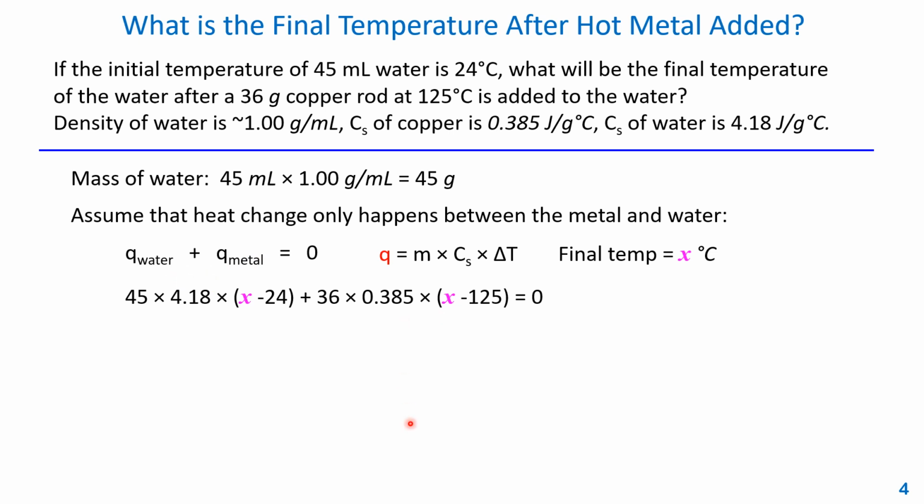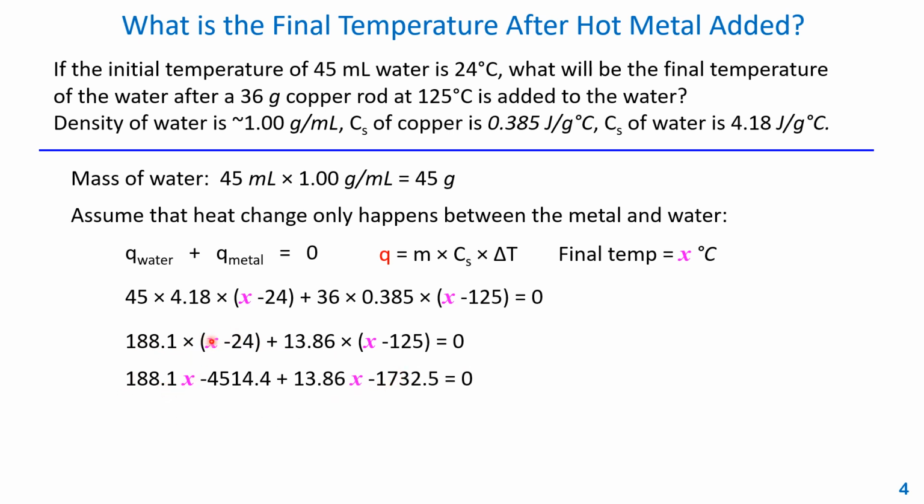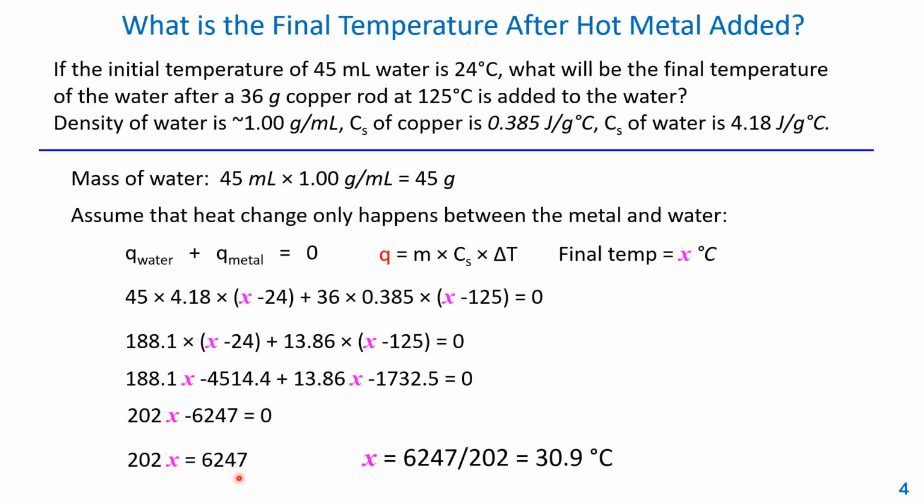Just solve the mass: multiply these two numbers, and then multiply these two numbers. Then you multiply with this X and 24. You get 188.1X minus 4,514.4 plus 13.86X minus 1,732.5, and that's 0. Then do the addition of 188.1 plus 13.86, and that will be 202X. And these two numbers combined are negative 6,247. So solve for X. X will be 6,246 divided by 202. So the final temperature will be 30.9 degrees Celsius.